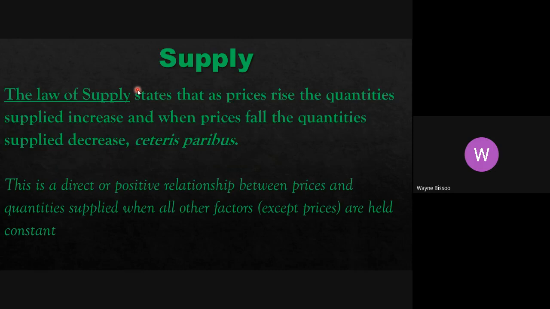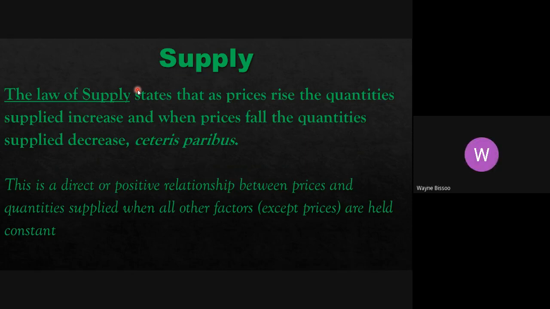Now, the law of supply is the reverse of the law of demand. Because if you remember, the law of demand states that when prices rise, quantities demanded fall. But in supply, it states that when prices rise, the quantities supplied increase. Why would suppliers increase the quantities of goods that they're producing when prices go up? Anybody want to risk an answer? Profit. Very good. That's about right.